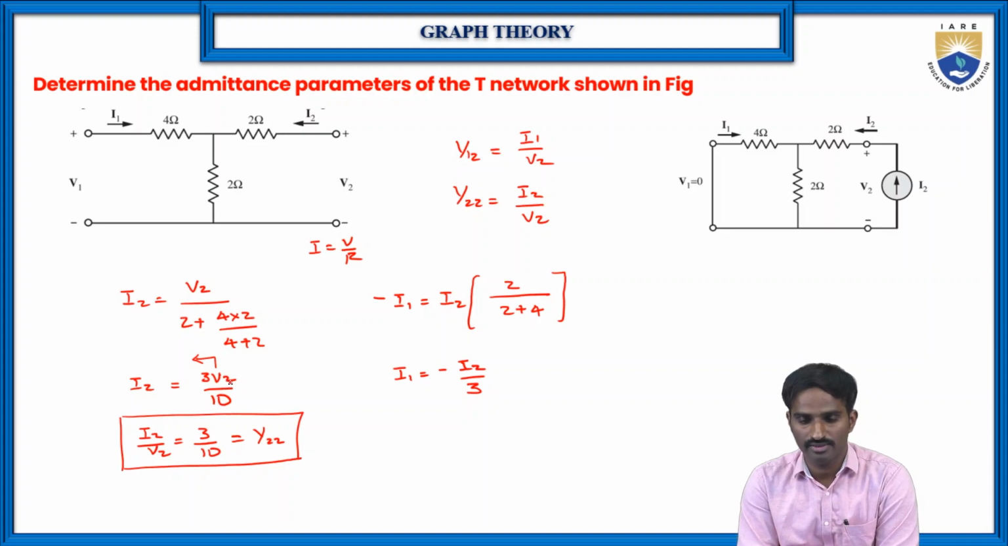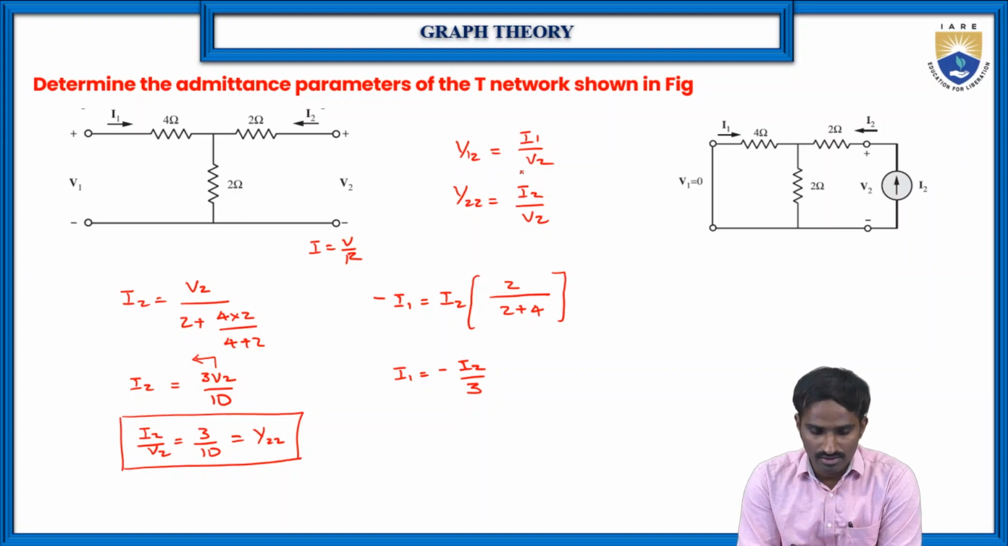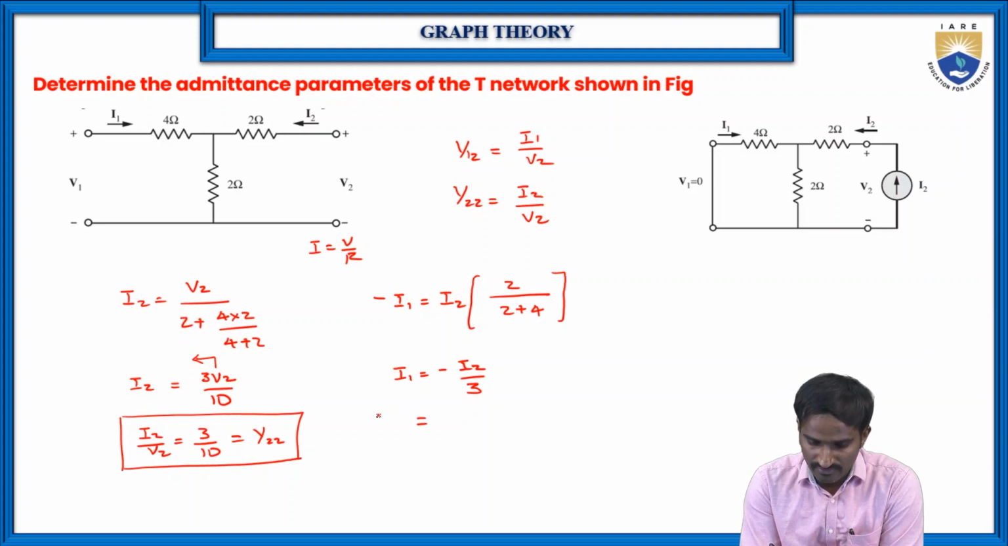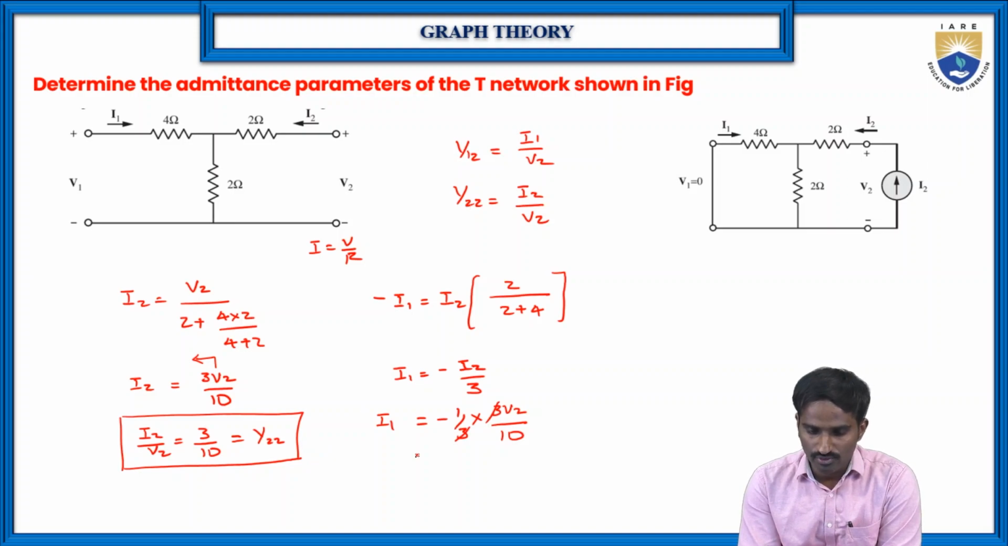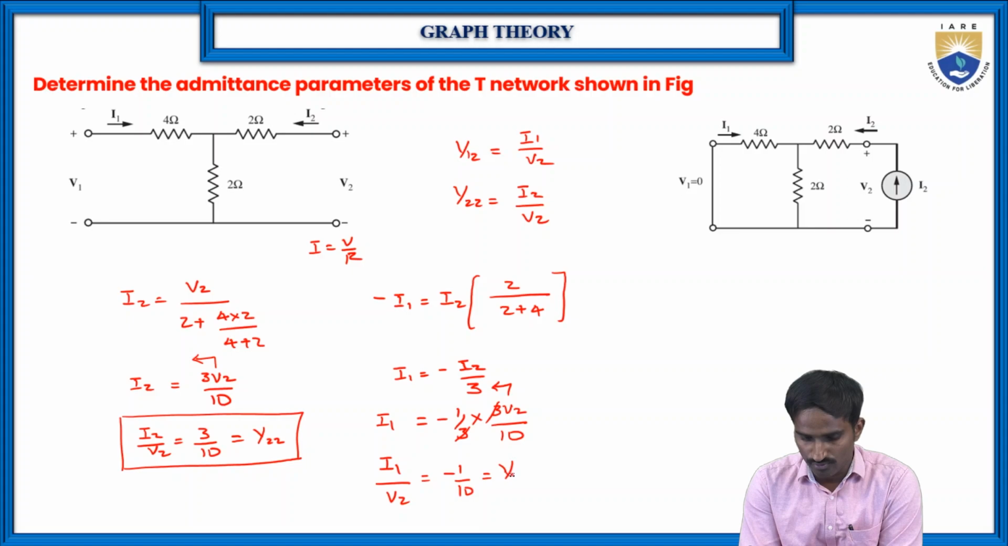From the previous equation, I2 is equal to 3 by 10 into V2, right? Because here we need I1 by V2. So substitute this I2 value. Then I1 is equal to minus 1 by 3 into 3V2 by 10. Then 3 gets cancelled, right? Then what is Y12? I1 by V2, which is equal to minus 1 by 10. Send V2 this side, I1 by V2 is equal to minus 1 by 10, which is Y12.